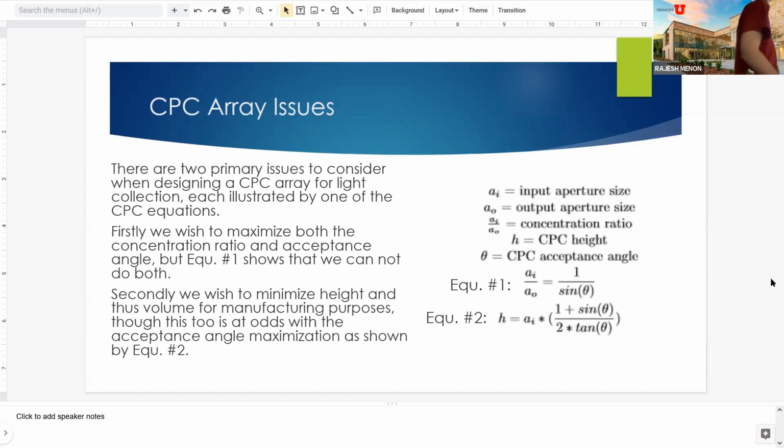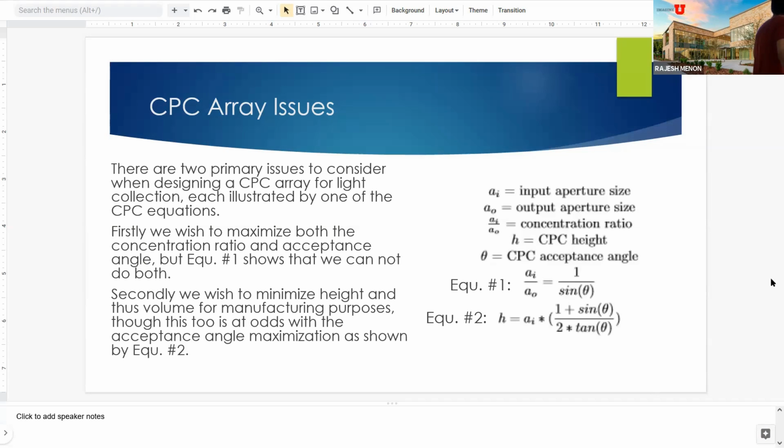Okay, so there are a couple of inherent issues with CPC design, issues that we in the past design and have now addressed. The two primary ones come from the two equations for CPC. Equation one here being the concentration ratio versus the input angles, and the second one denoting the height versus input angles. The takeaway from this is that as you get wider and wider input angles for a CPC, the height goes down and the concentration factor also goes down.